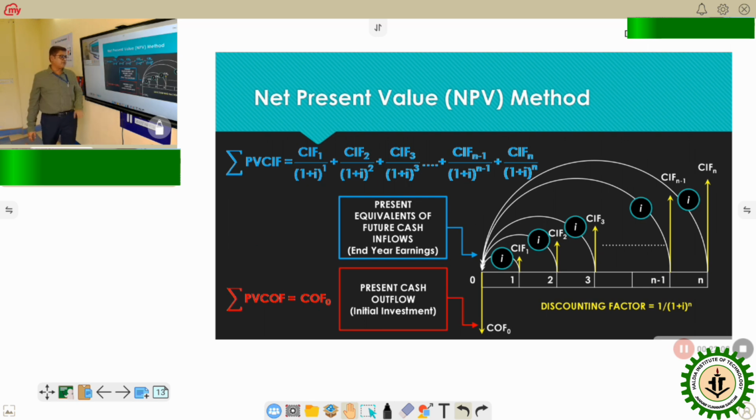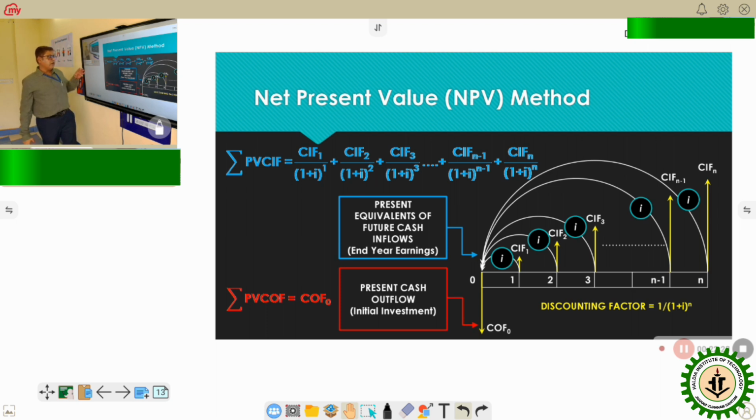Now this is the cash flow diagram. How the discounting takes place, we are representing in a graphical form. Say 1, 2, 3, 4, these are the successive years. 0 means this is the time of investment, that means the year in which we are going to invest the amount. And these are the future cash flows, that is CIF1, CIF2, CIF3 and CIFN.